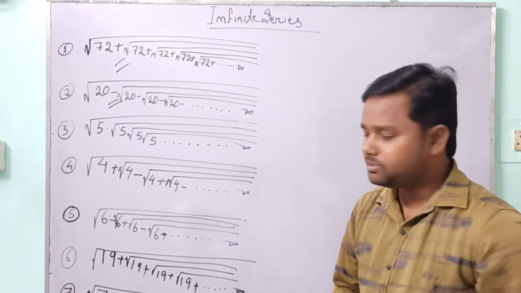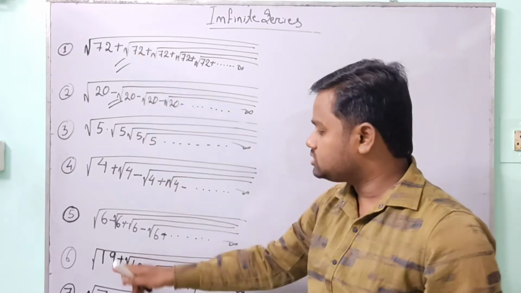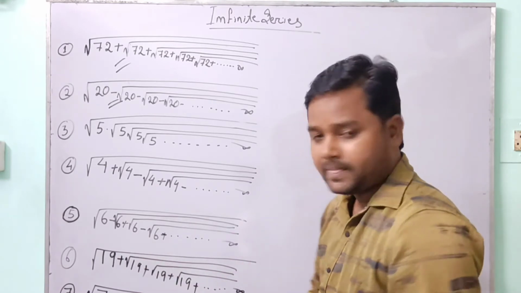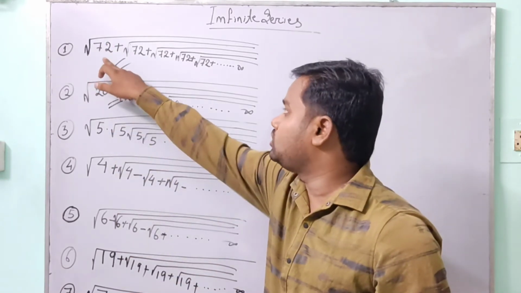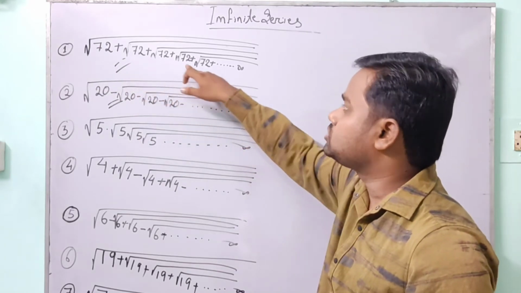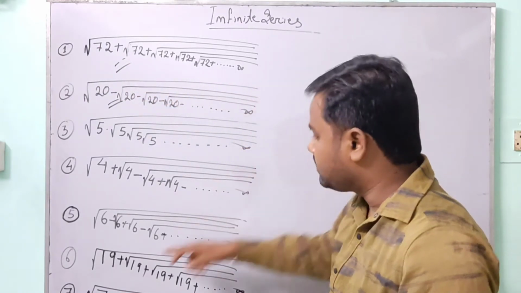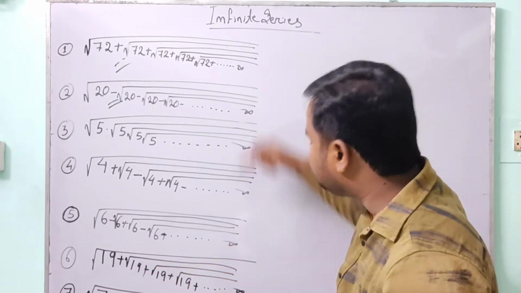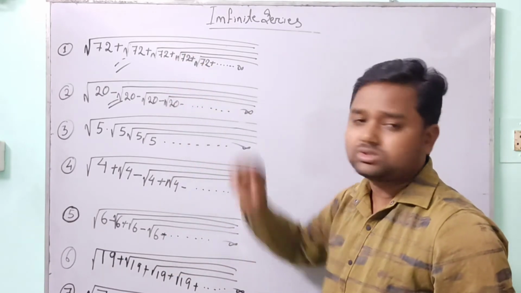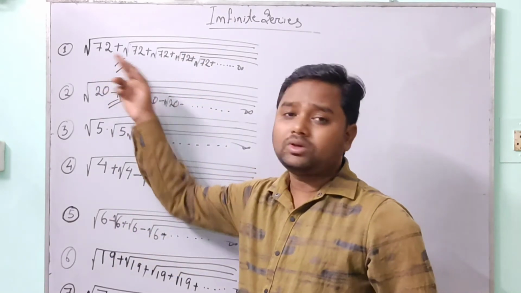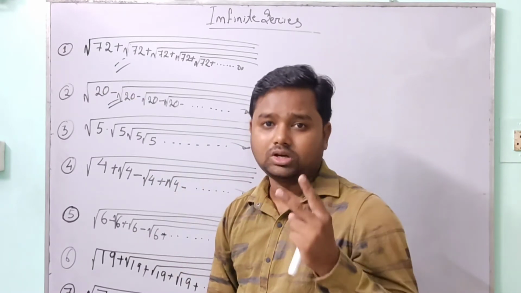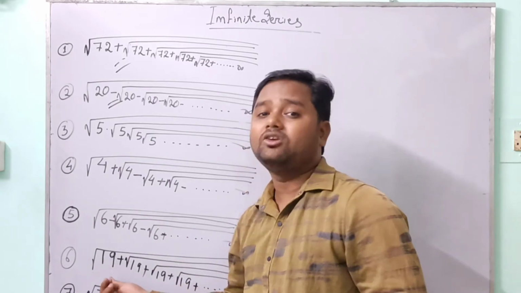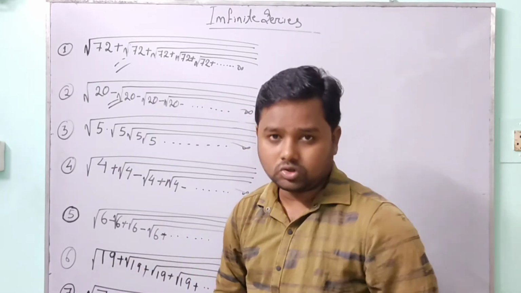Now let us do another type of question. Question number 1 and question number 6 are both similar, but the approach is different. In question number 1, the question is root over 72 plus root 72 plus root 72 plus root 72, till infinite. Here it is root 19 plus root 19 plus root 19 plus root 19, till infinite. What is the difference in this question? In the first question we can check that 72 can be the multiplication of two consecutive numbers. That means 72 is equal to 9 into 8. But 19 cannot be written as the product of two consecutive numbers.